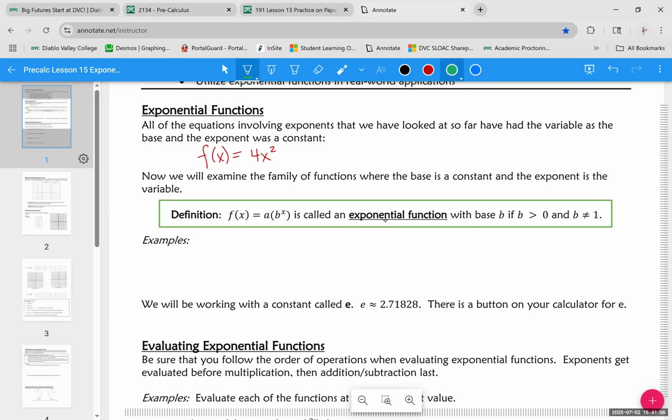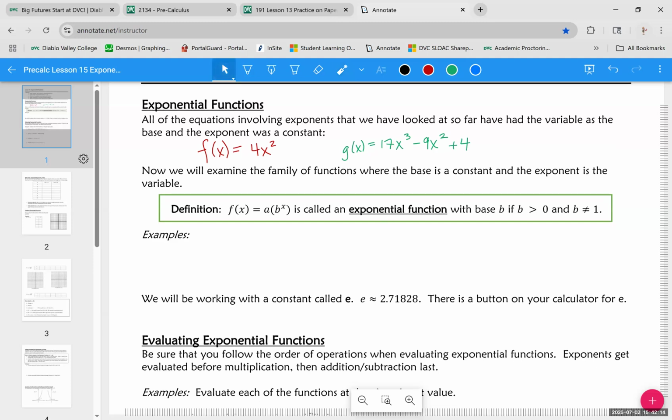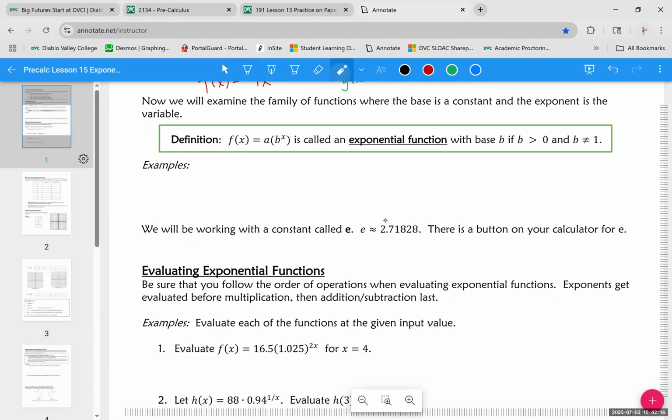And we had some polynomials that had higher powers, etc. But still, in each of those cases, the exponent is a constant, the base is the variable. So we're going to flip that around to make exponential equations. So f of x equals a times b to the x is called an exponential function with base b, and b is a constant, so is a. And b is going to be a positive constant, right? So it's not equal to 0, just greater than 0, and not 1.